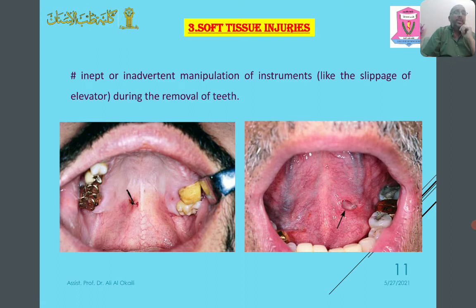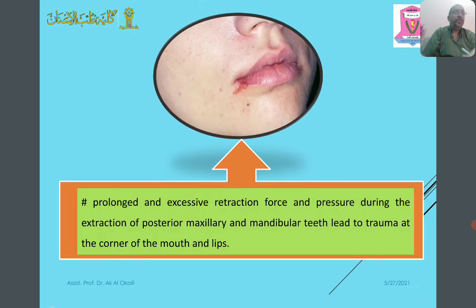عندنا soft tissue injuries, inadvertent manipulation of instrument like the slippage of elevator during the removal of tooth يسوي لنا injury بالsoft tissue. إذا ما مسيطر على الأداة بشكل جيد، من الممكن يصير بها سلبج تزحلق وتضرب the adjacent soft tissue. احيانا يصير عندنا prolonged and excessive retraction force and pressure during the extraction of posterior maxillary teeth or mandibular teeth lead to trauma at the corner of the mouth or angle of the mouth and lips.